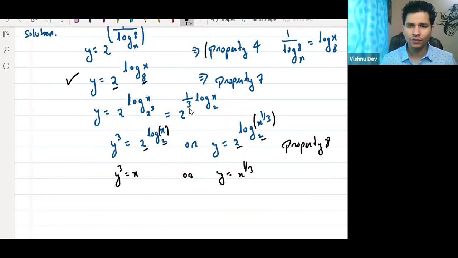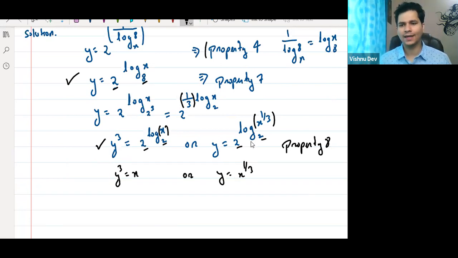So after using property 7, this will become 1 by 3 log x base 2. Now, can I use property 8? No, sir. Still I cannot use it, because this 1 by 3 should be removed from here. I can remove it by two methods: either take it to x, or take cube on both sides. So either you write y cube is equal to 2 to the power this, or y is equal to 2 to the power log x power 1 by 3 base 2, using the fourth property. Then it is easy. Then directly use property 8.